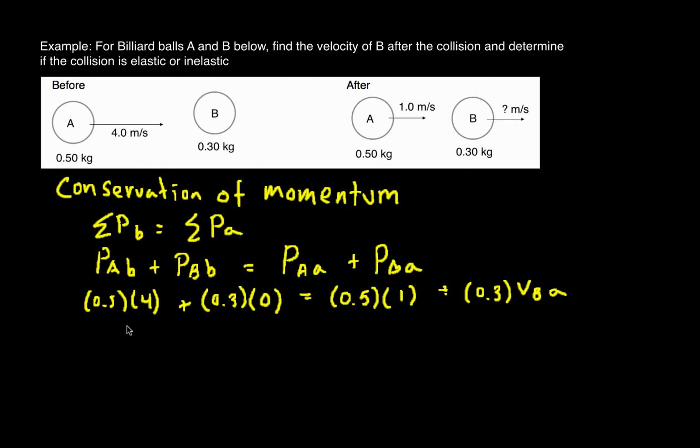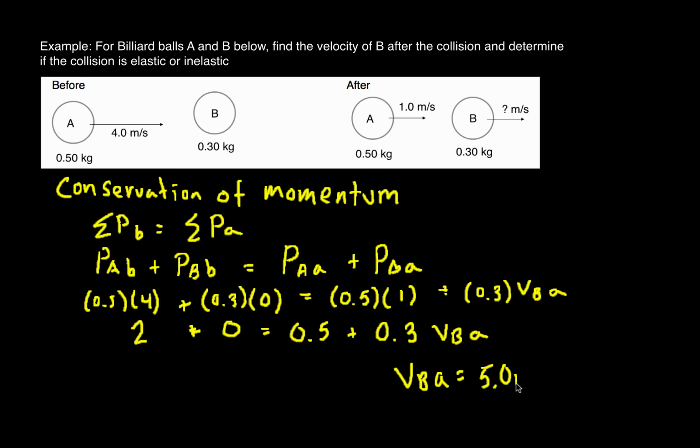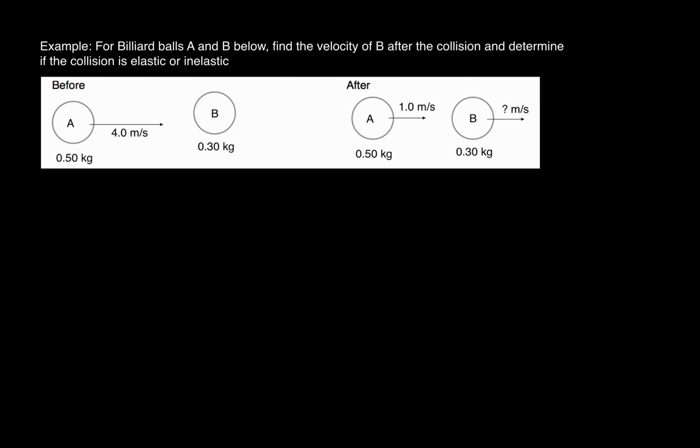This gives us 0.5 times 4 is 2, plus 0.3 times 0 is 0, equals 0.5 times 1 is 0.5, plus 0.3 velocity of ball B after the collision. This gives us the velocity of ball B after the collision equal to 5 meters per second. Now that we know the velocity of ball B after the collision, we can determine whether it was an elastic or inelastic collision by looking at the kinetic energies.